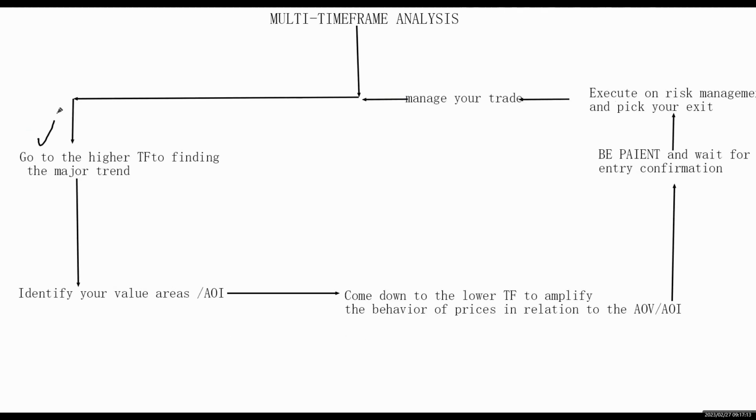Identify the major trend, identify the value area, come down to the lower time frame, see the behavior of price in relationship to this area of value, and see if it's going to reject it or break it. That is where you're going to find your trade opportunity. Then be patient and wait to see if it's going to break this area of value or area of interest. If it breaks it, in the case of a buy, you buy above. If it's a case of a sell, you sell below.